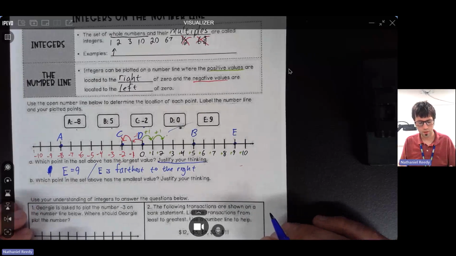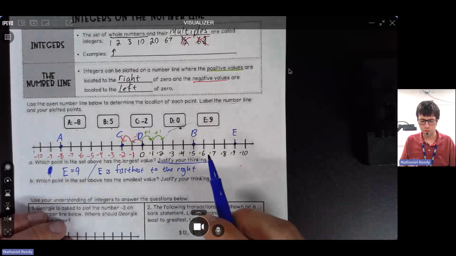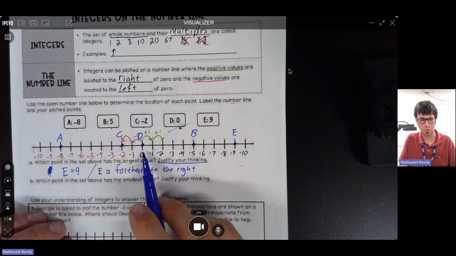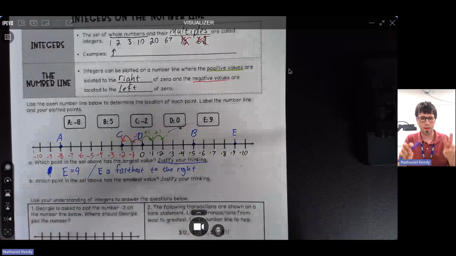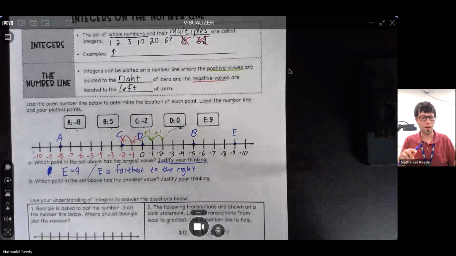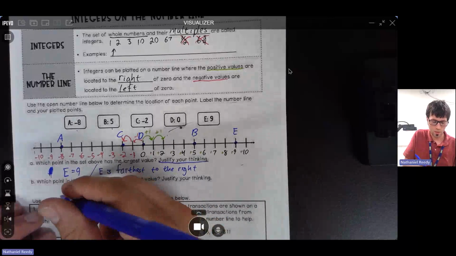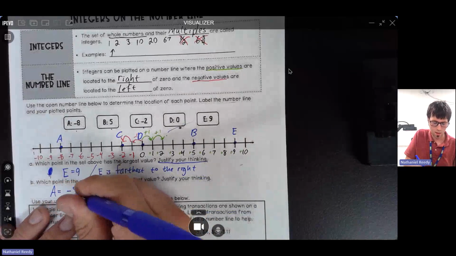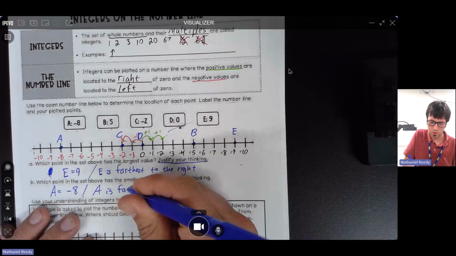So here, the smallest value would be the value to the left. Even though we just start with negative numbers, and you think, okay, how can -8 be smaller than 0? Because 0 is nothing, and -8, well, that's something. Well, yes, but we say that it's the smallest value because it's to the left. Let me just write that down, and then maybe I'll explain a little bit more. So A, which is -8, is the smallest because it is farthest to the left.